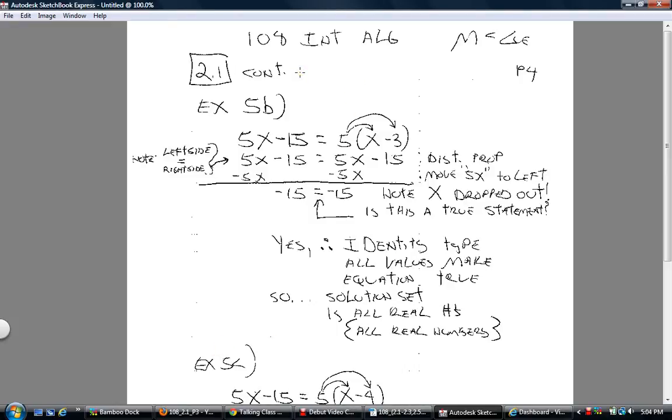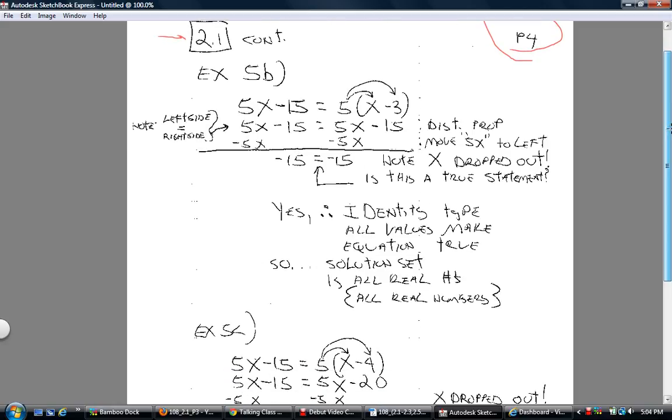Hello 108 students, Mr. McHugh back here with you for our last page of section 2.1. We're going to tackle page 4 and we're going to handle those crazy conditions I was telling you about beforehand.